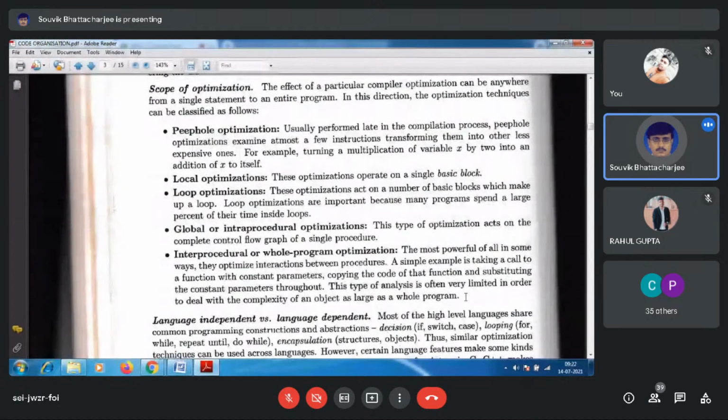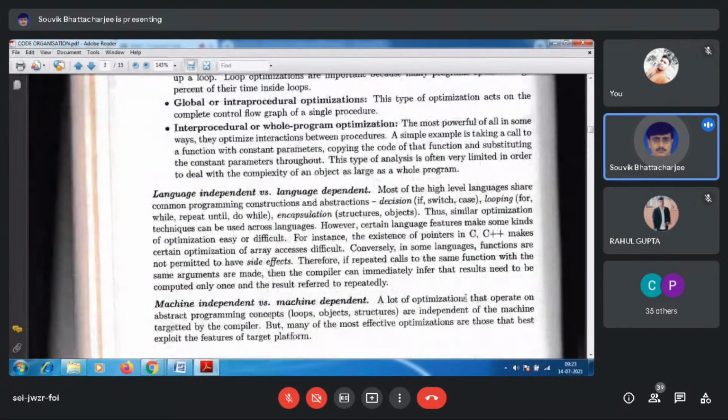The most powerful of all, in some ways, they optimize interactions between the procedures. A simple example is to take a call to a function with constant parameters, copying the code of the function and substituting the constant parameters throughout. This type of analysis is often very limited, in order to deal with the complexity of the whole program. As I told you, whole program optimization is not done practically. This is the concept, and mostly we are dealing with local optimization techniques and loop optimization techniques.